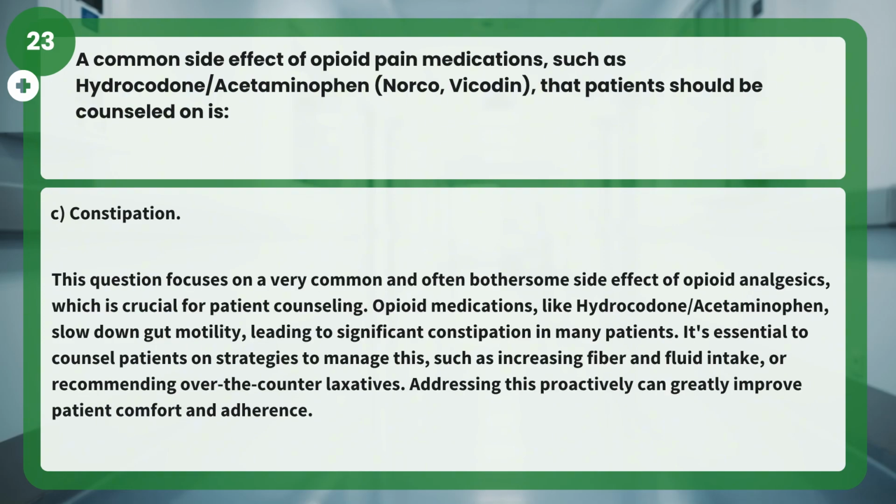Answer C. Constipation. This question focuses on a very common and often bothersome side effect of opioid analgesics, which is crucial for patient counseling. Opioid medications like hydrocodone/acetaminophen slow down gut motility, leading to significant constipation in many patients. It's essential to counsel patients on strategies to manage this, such as increasing fiber and fluid intake or recommending over-the-counter laxatives. Addressing this proactively can greatly improve patient comfort and adherence.